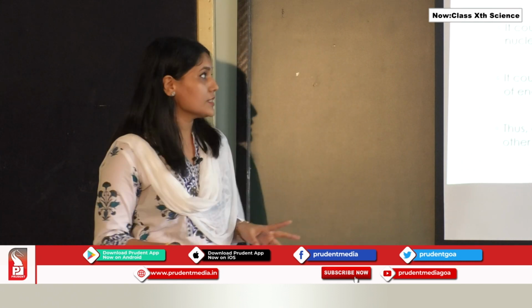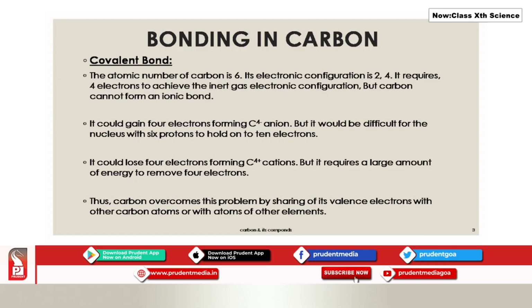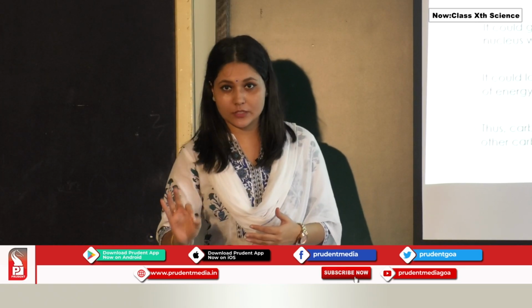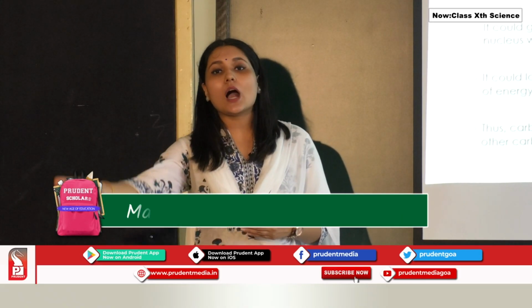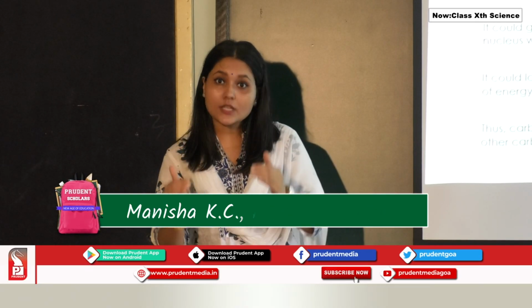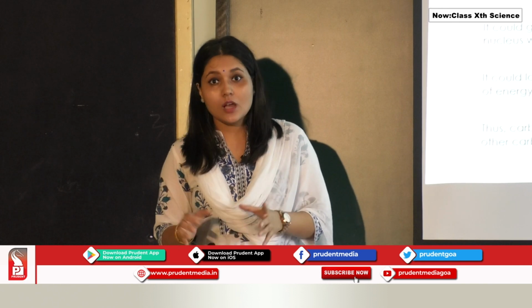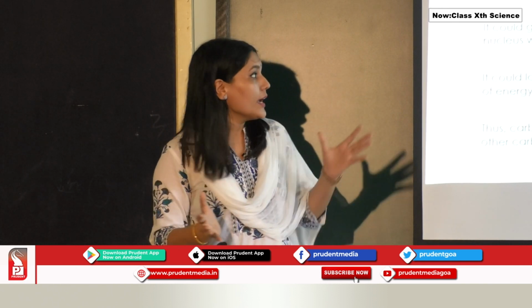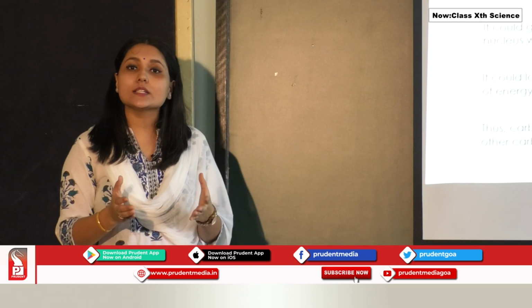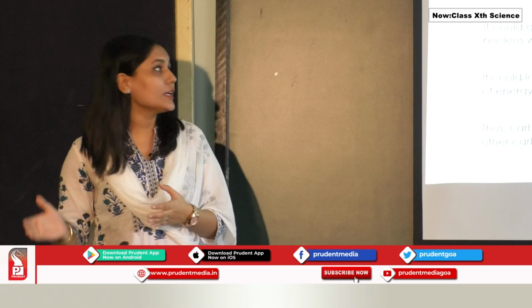There are two major reasons. Now first case you can see over here. Carbon could gain 4 electrons forming a C4 minus anion, but it would be difficult for the nucleus with 6 protons to hold on to 10 electrons. You already know in the second shell of the carbon there are 4 valence electrons. Now if the carbon gains 4 more electrons, the total number of electrons combined from the first and the second shell will be equal to 10. Now 10 electrons will be too much. So the nucleus will be unable to hold on to 10 electrons. So that is one of the reasons why carbon does not form ionic compounds.